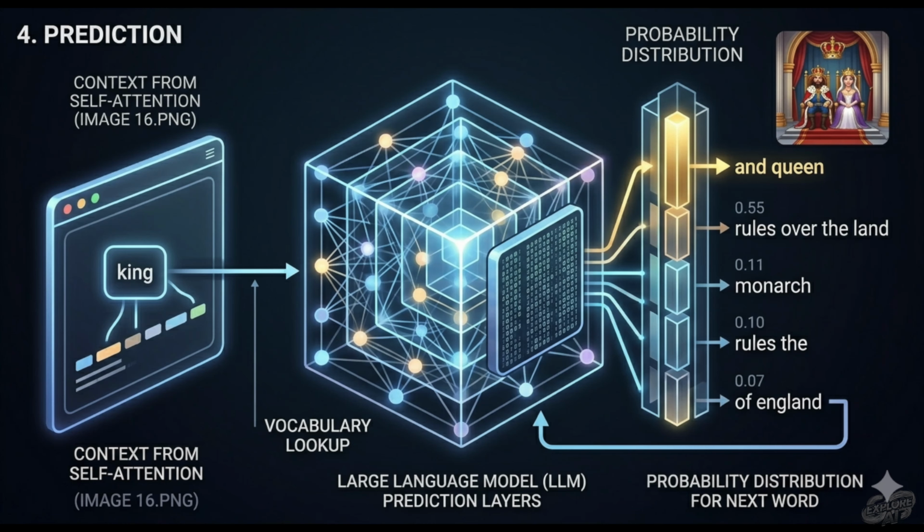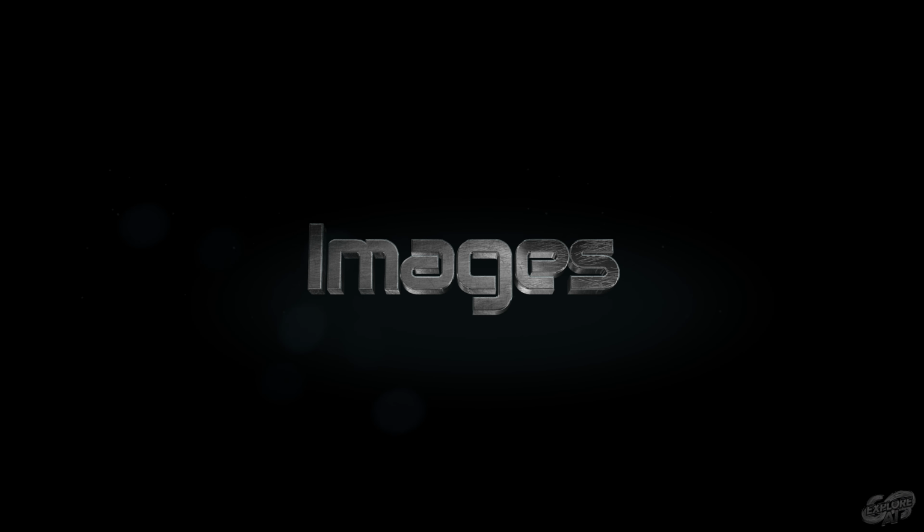influences related outputs. Other contextual branches, like England or rules over the land, show how different phrases are generated based on probability. So this is the concept of how LLMs work behind the scenes. Now next, let's demonstrate images.